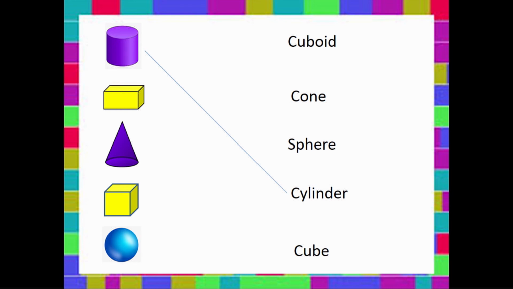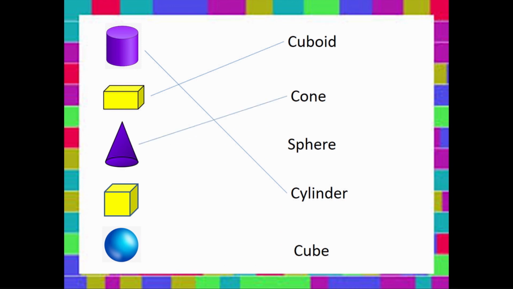Is it a cuboid? Is it a cone? Is it a sphere? Or is it a cube? We know it's not a cylinder. It has faces that are not alike. They're not the same. Some are rectangular and some are square. It must be a cuboid. Let's look at our next shape. I remember that one. It reminds me of a party hat. It must be a cone.